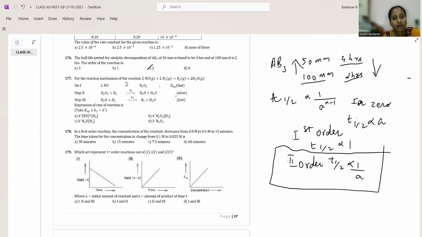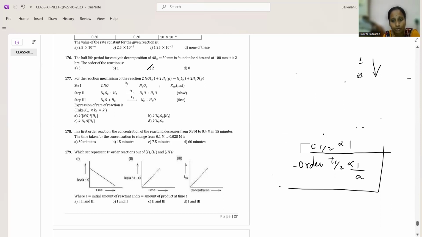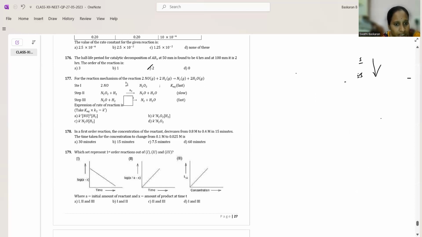If you write the rate law for the rate determining step, which is nothing but the slow step, you will get the concentration of the 2 reactants which are involved in the slow step. Which are the 2 reactants being involved in the slow step? That is N2O2 and H2. But look at the overall reaction. Do you find N2O2 in the overall reaction? No. So what is understood? It is understood that N2O2 is an intermediate, correct?